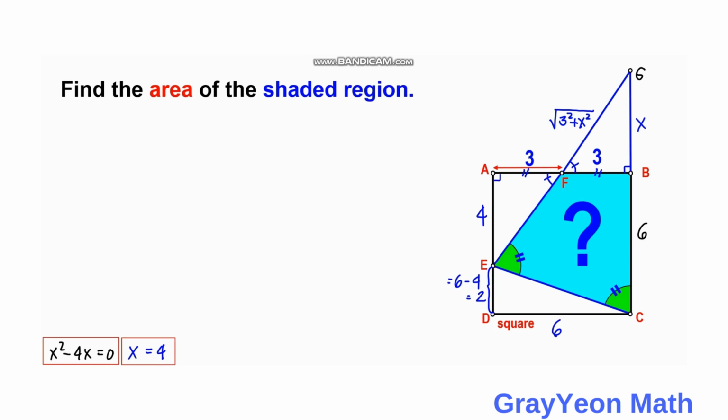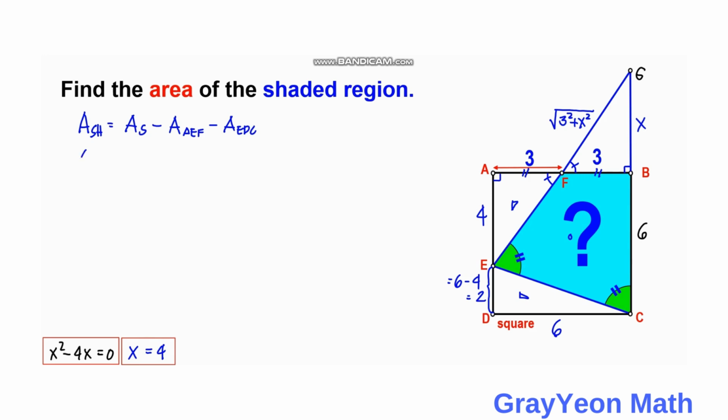In order to find the area of this shaded region, we are going to just get the area of the square and subtract these two portions, these two triangles. So let's call the area of the shaded region SH, equal to the area of the square minus the area of the triangle AEF, and subtract again the area of triangle EDC.